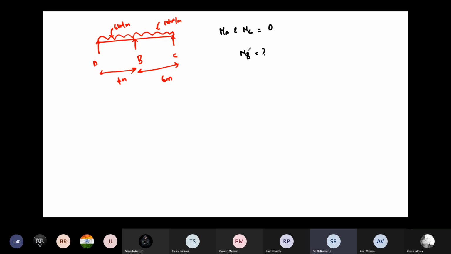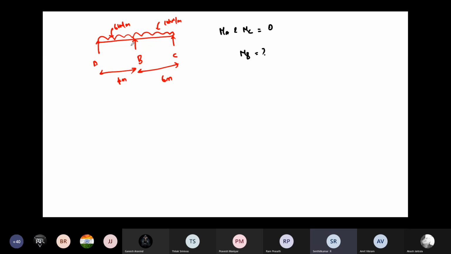Either you can use the normal compatibility equation like simply supported. You can have the deflection 5WL to the power 4 by 384EI. So that deflection you are arresting by this point load. Due to that point load, what is your reaction value? You can find it. That is one more option.